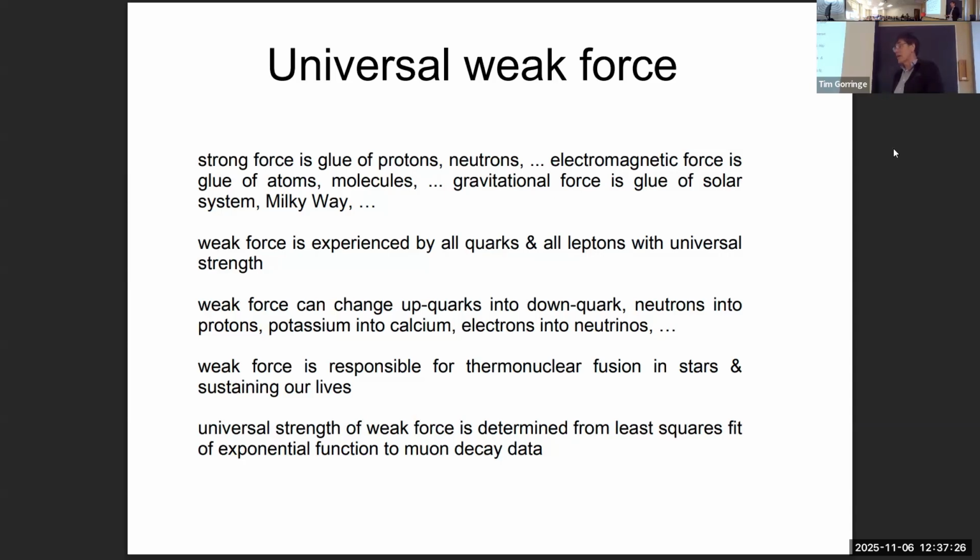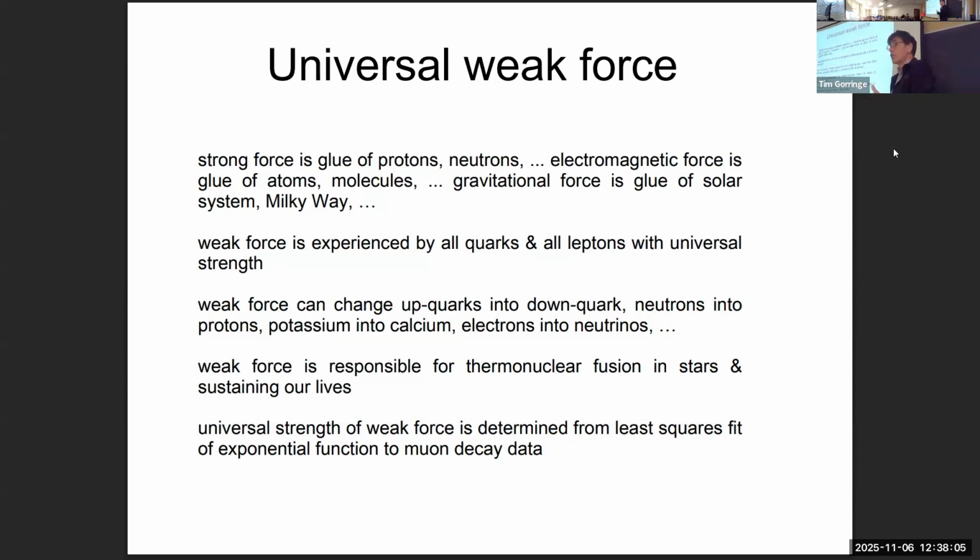The weak force, on the other hand, isn't really responsible for a structure of nature, like the gravitational or the electromagnetic or the strong forces. Rather, its manifestation is that it is capable, unlike any other force, of transforming matter at the most fundamental level.